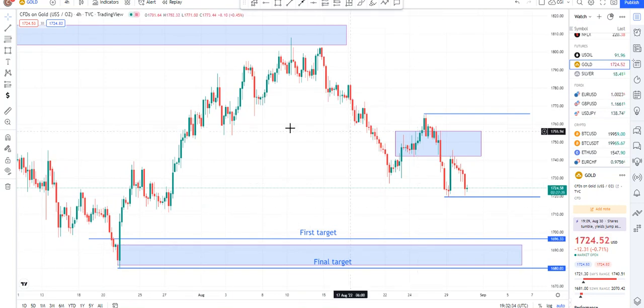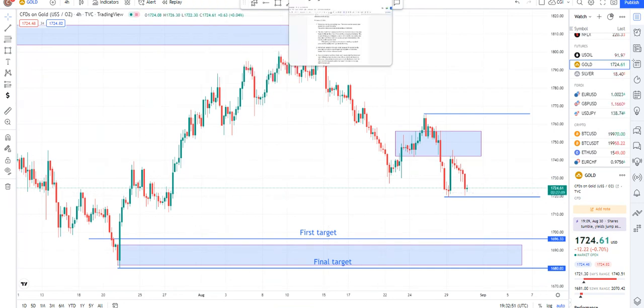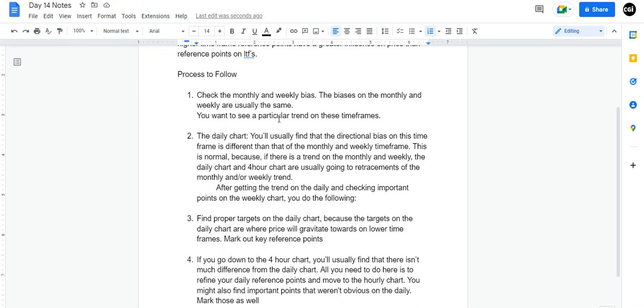So yes, this has basically formed the blueprint. What we want to do is look for an opportunity now on a lower time frame to sell within this area, and then sell it down to one of these places.